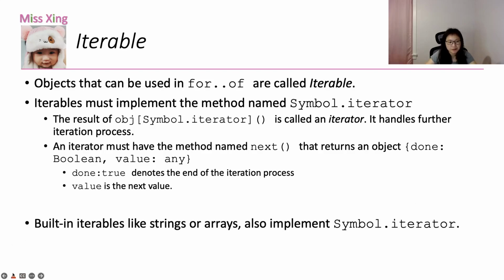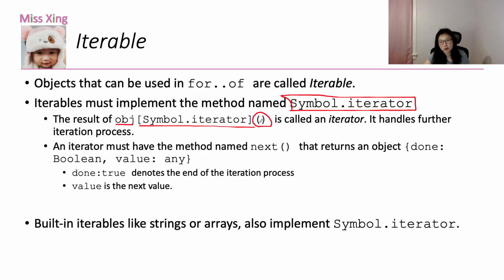That's a method name. You must implement a method, and the name is called Symbol.iterator. This is the entire method name. First, the return value of Symbol.iterator, which is what we get when we call this method on the object, is called an iterator. In the iterator, it's going to handle the iteration process.